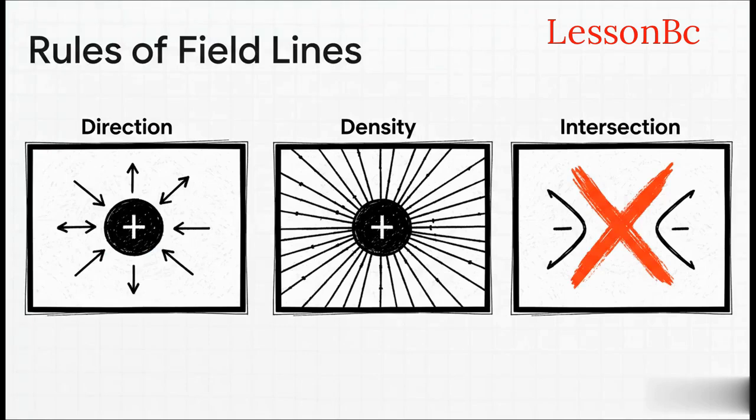Rule 1 is about direction. Lines always flow away from positive charges and point towards negative charges. Rule 2, density tells you the strength. The more crowded and packed together the lines are, the stronger the field is right there. And Rule 3, the big one, field lines can never, ever cross.